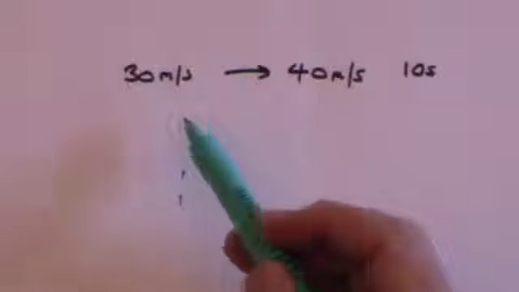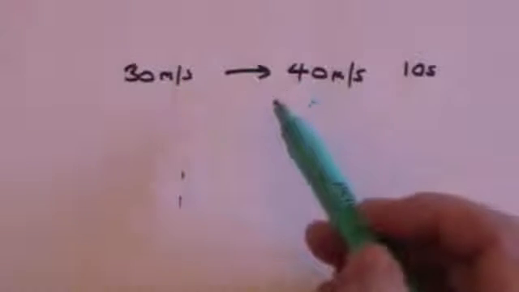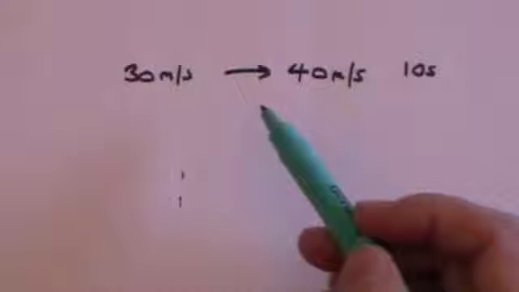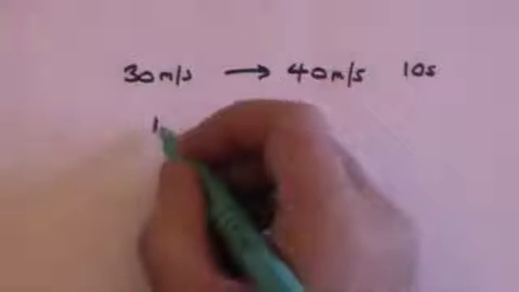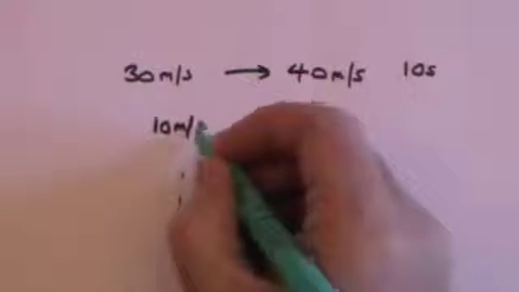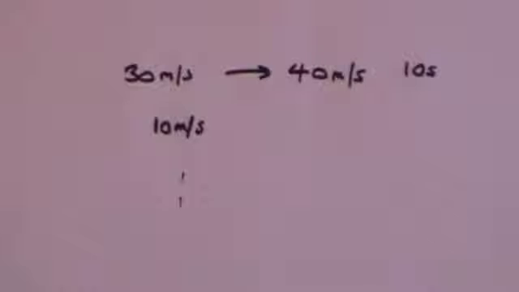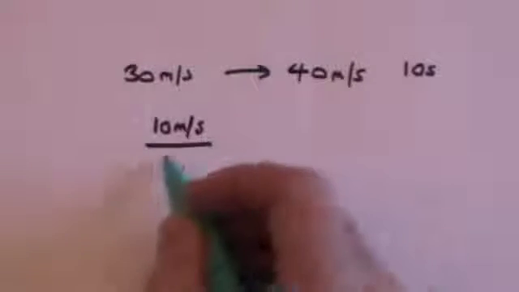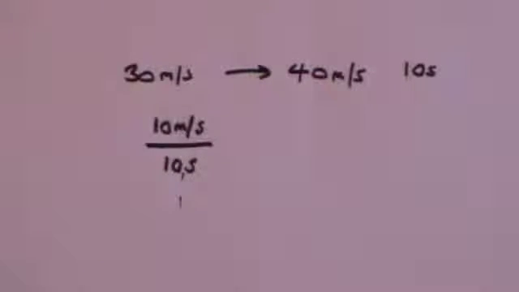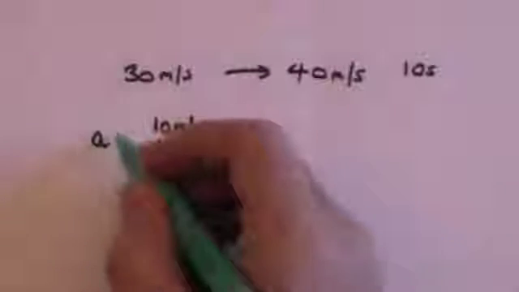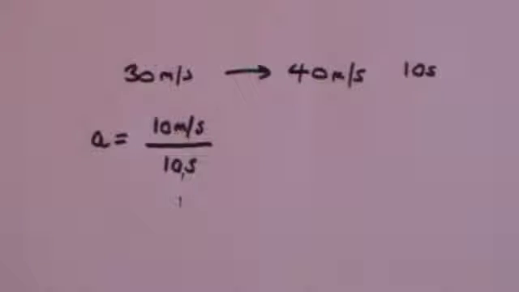What was the actual change in speed? Well, if we go from 30 to 40, the difference or the change is 10 meters per second. So we actually changed our speed by an amount of 10 meters per second. And we did that in a time of 10 seconds. And that defines our acceleration. Acceleration is defined as the change in speed divided by the time it takes you to make that change.